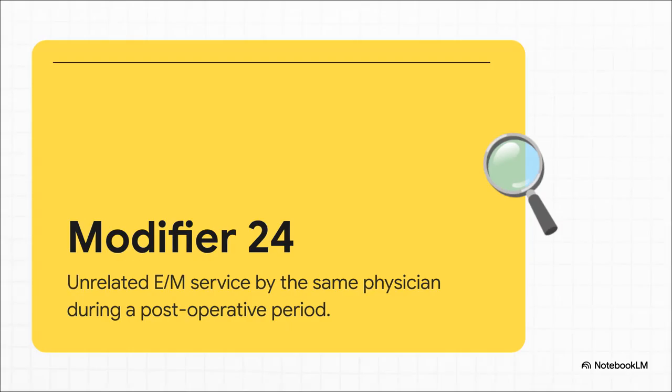First up, we have modifier 24. This is used for an unrelated EM service by the same physician during a post-operative period. The absolutely crucial word here is unrelated. Listen carefully to this. Do not, under any circumstances, use this for routine post-op follow-ups. Doing so is a massive compliance trap and could absolutely be considered fraudulent billing. The new problem has to be completely different from the original surgery.